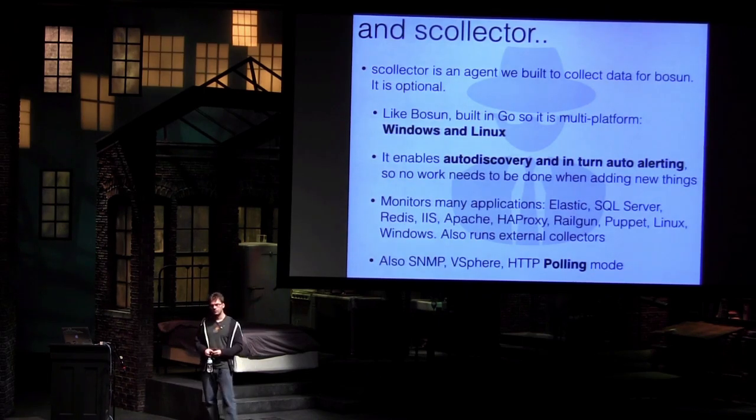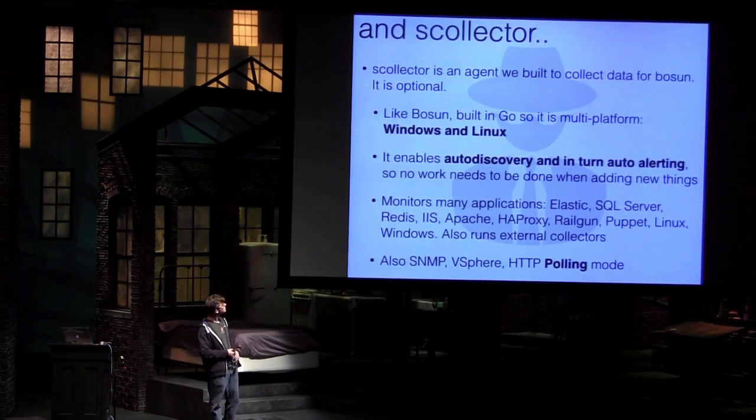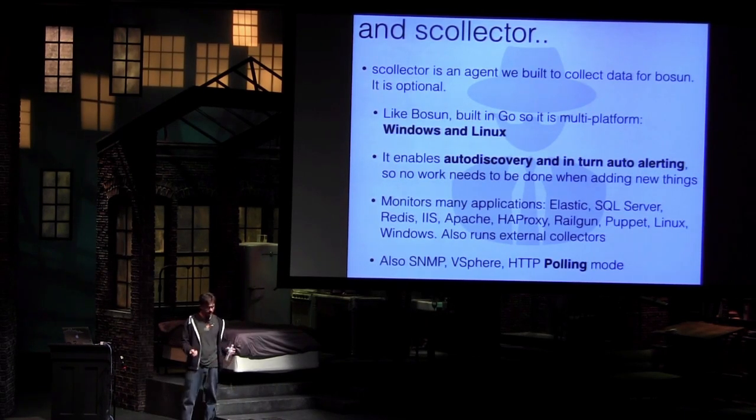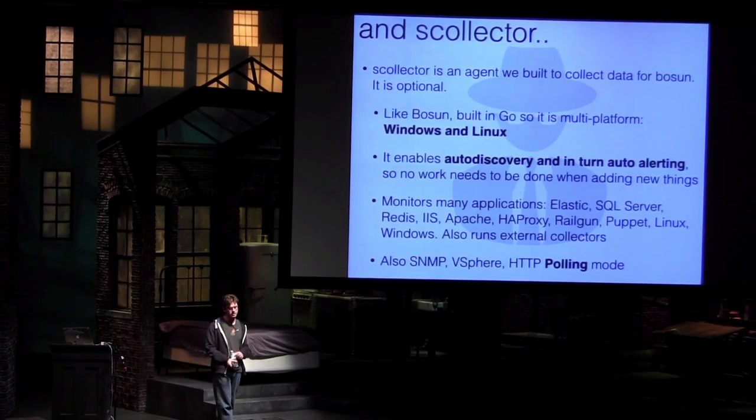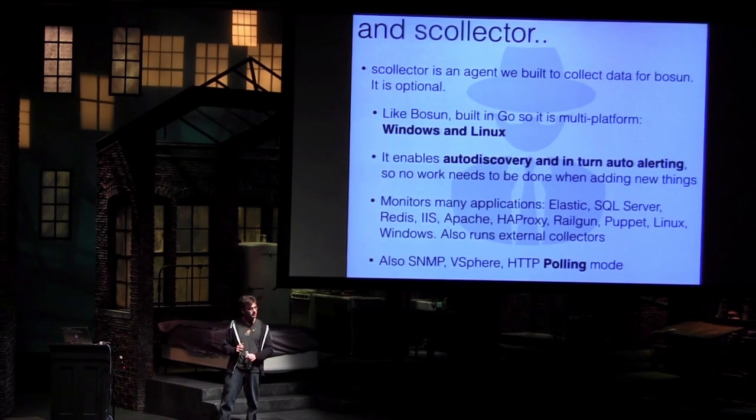One of the design features is that it looks for things to monitor more than you tell it things to monitor. So if it sees that Redis or IIS or SQL Server are on that server, it's going to start sending that information to Bosun automatically. And it also can operate in polling mode. So for things that you still have to poll, such as SNMP from your network equipment, vSphere, VMware, and HTTP checks, it'll do that as well.